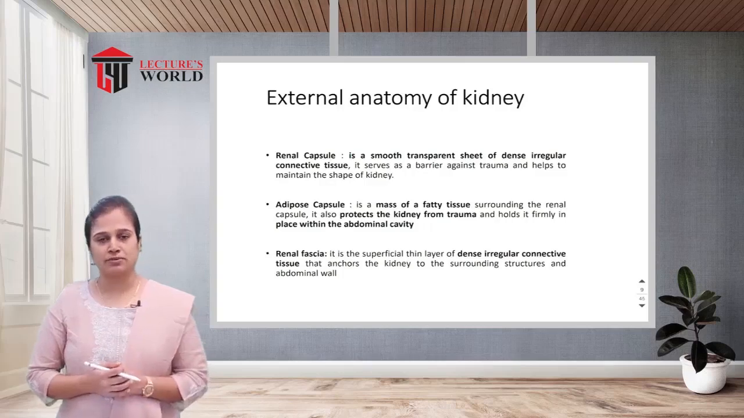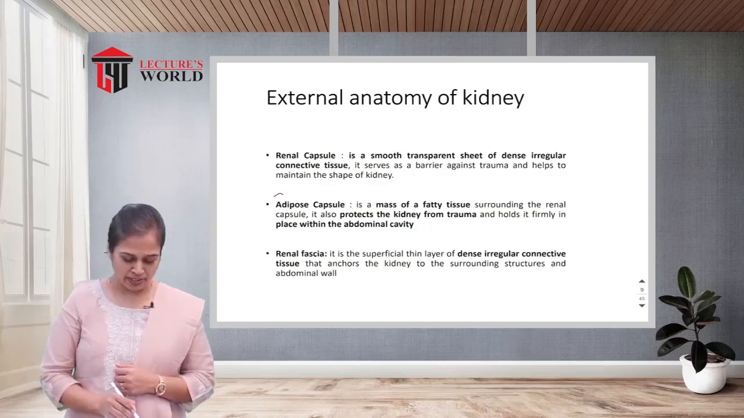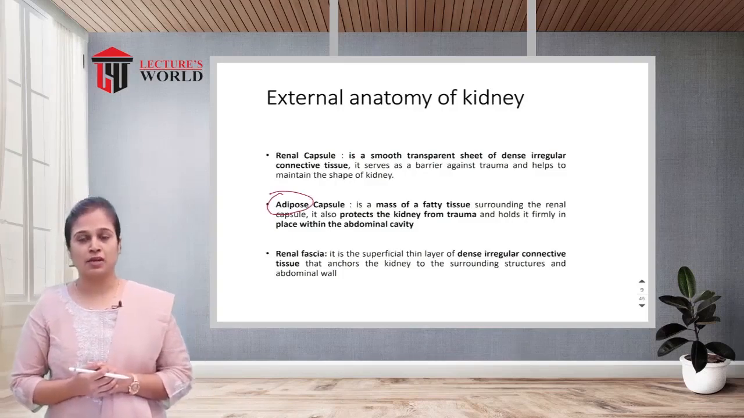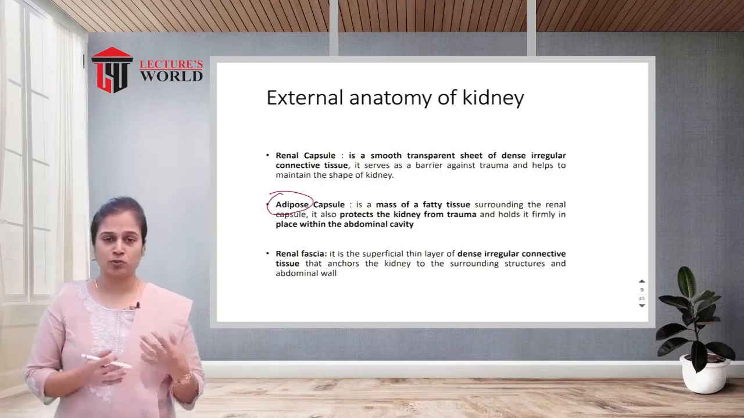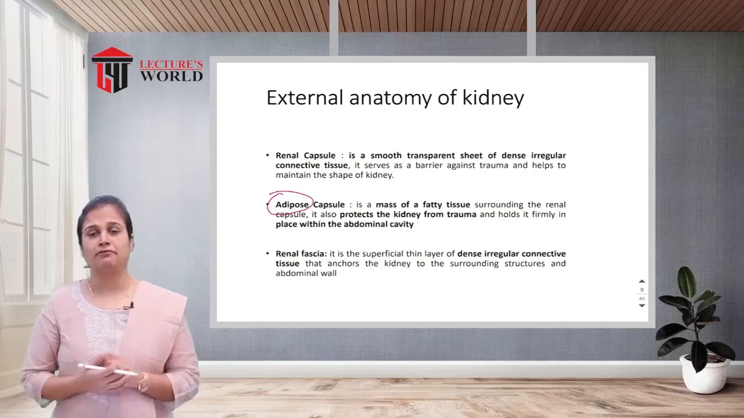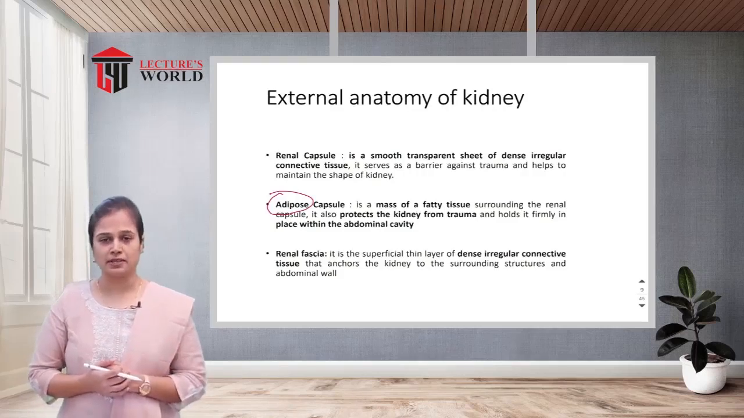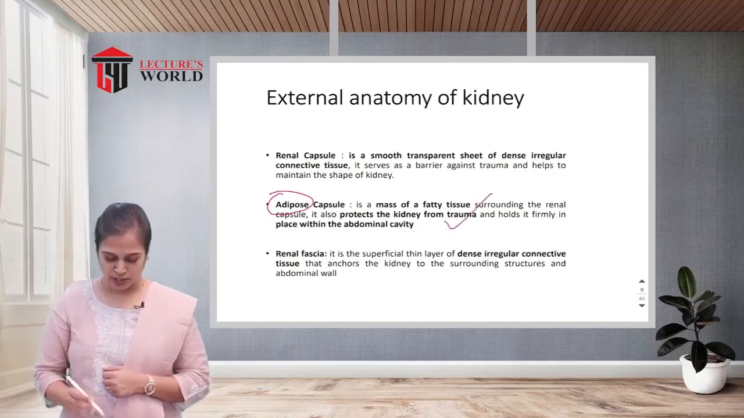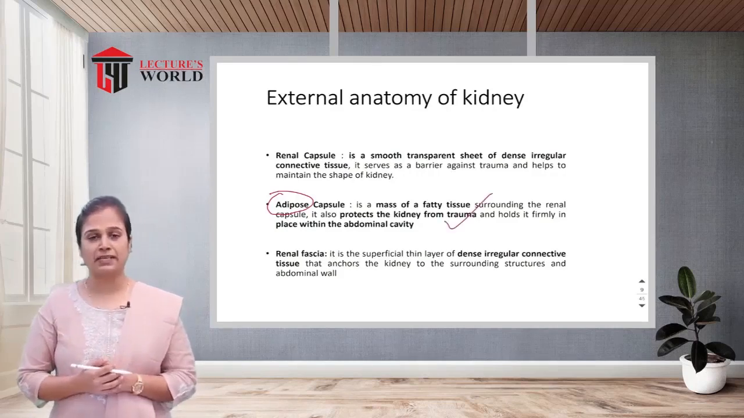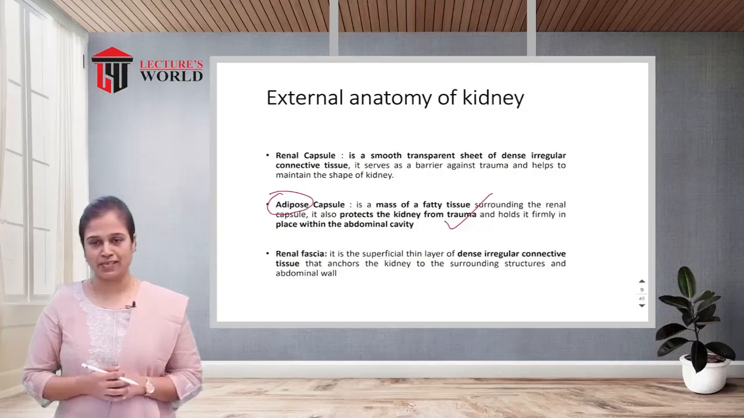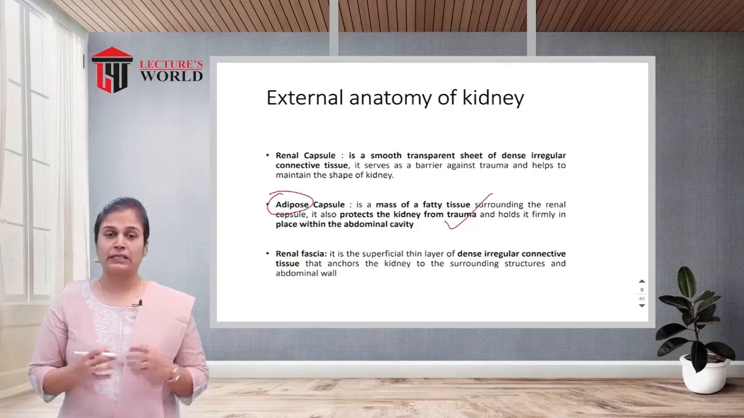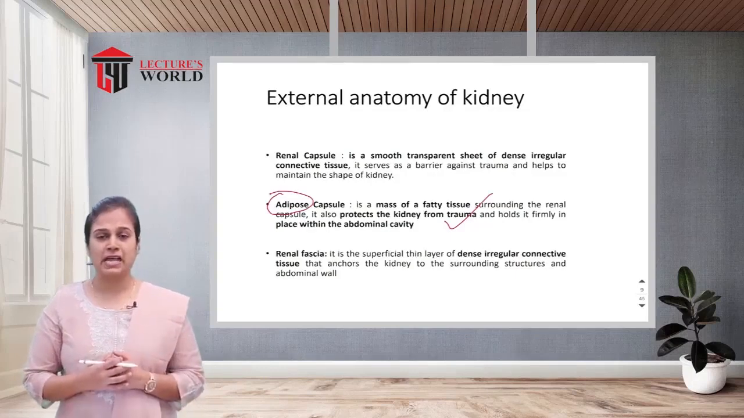Talking about the adipose capsule. The meaning of adipose is always related to fat, so you can get an idea that the adipose capsule is a mass of fatty tissue surrounding the renal capsule. It also protects the kidney from trauma and holds it firmly in place within the abdominal cavity. So with the help of the adipose capsule, the position of the kidney is fixed in the abdominal cavity.